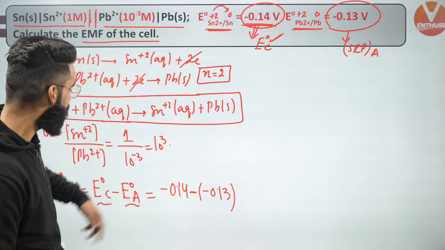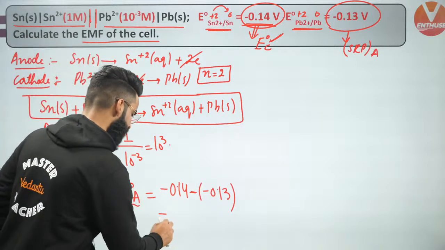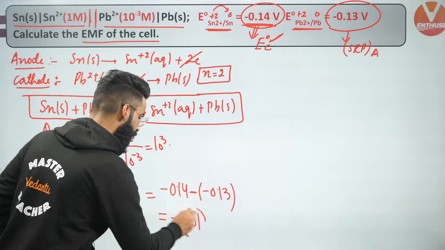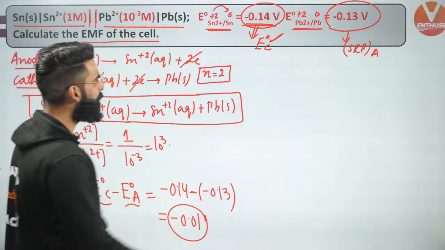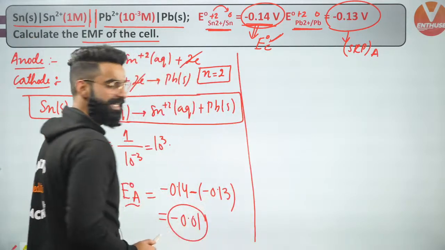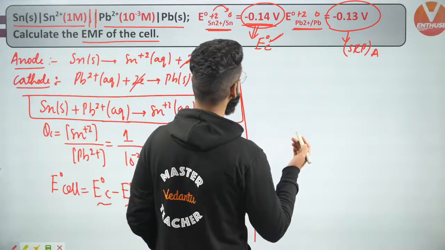Correct? So I got both the values, E naught of cathode and E naught of anode, correct? What is the exact value which you'll be getting from here? It's going to be minus 0.01. So you got the E naught cell value, the standard EMF of this cell right here. People, we have all the values. We are supposed to calculate the EMF of the cell. Can we do it? Absolutely, we can do that. We can write it somewhat like this.